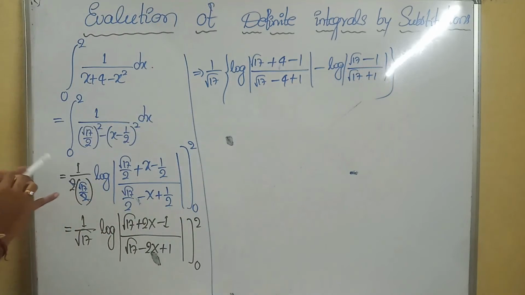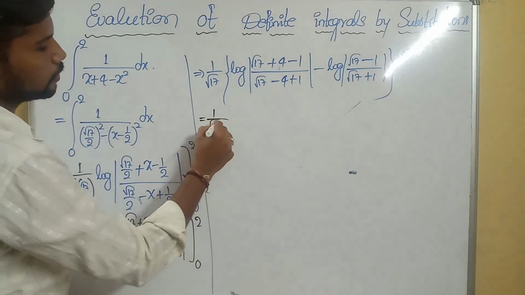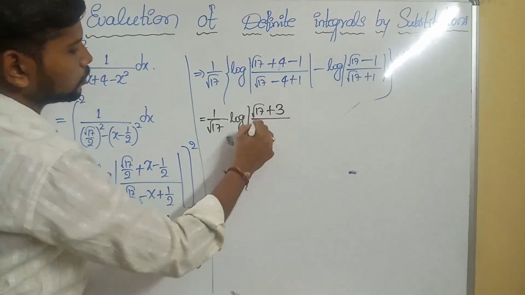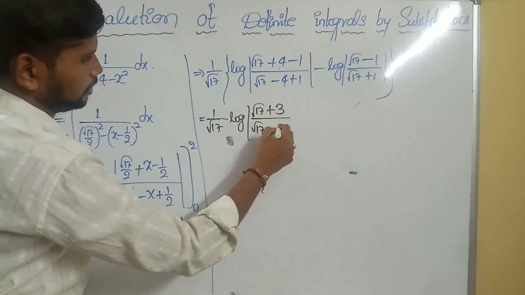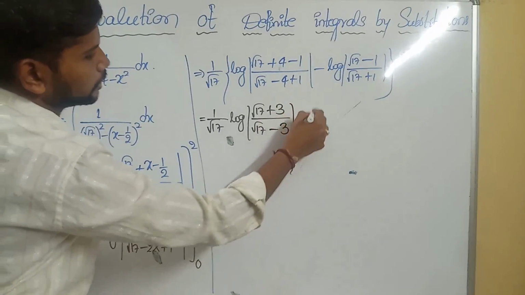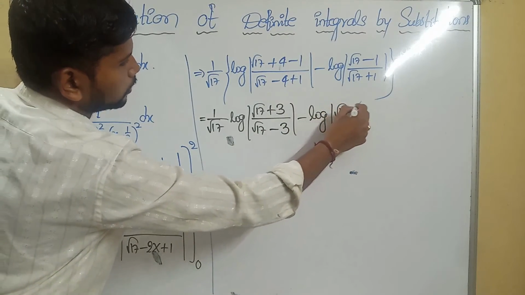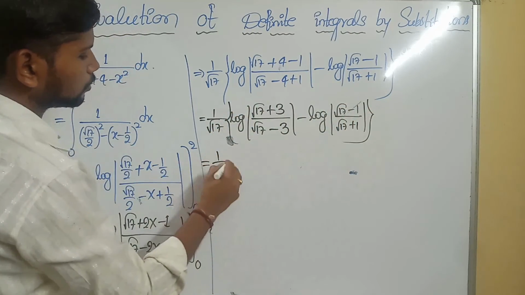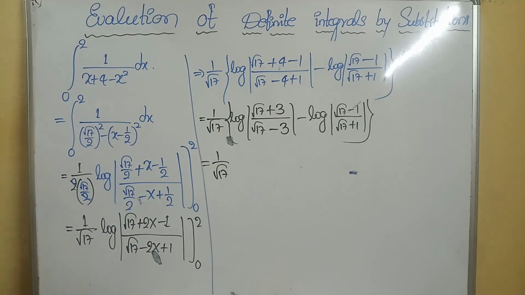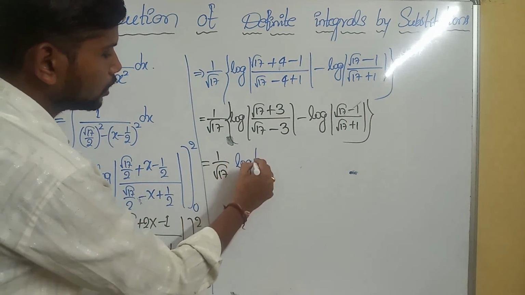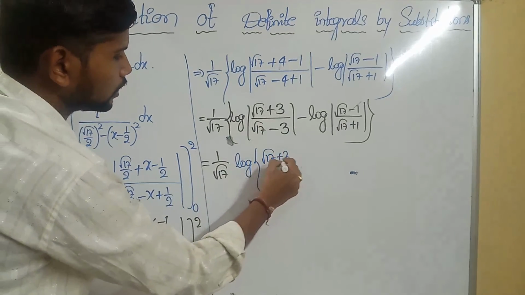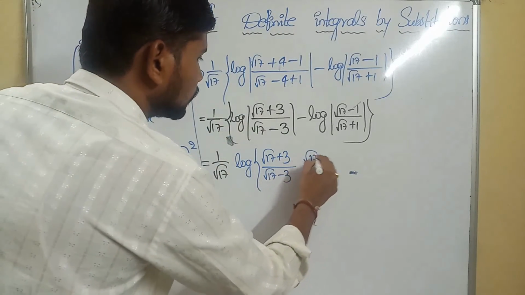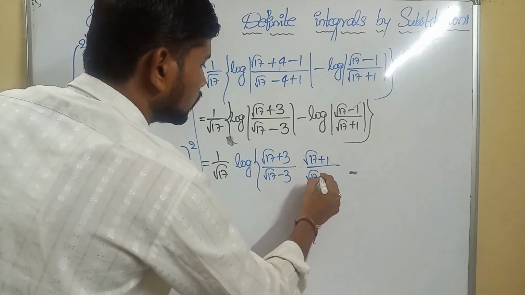Got it? Next step will be 1 divided by root 17 log modulus of root 17 plus 4 minus 1, which will be 3, over root 17 minus 4 plus 1, which will be minus 3. Minus log of modulus of root 17 minus 1 divided by root 17 plus 1. Got it? Then 1 divided by root 17. Now, what is log A minus log B? Log of A by B. This is A: root 17 plus 3 divided by root 17 minus 3, by B, the denominator to the numerator, root 17 plus 1 divided by root 17 minus 1.